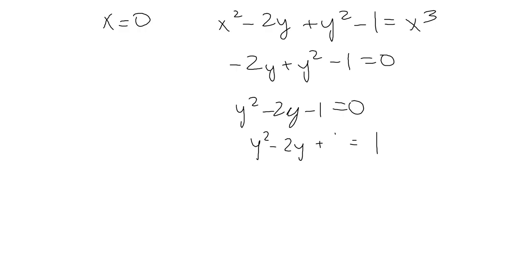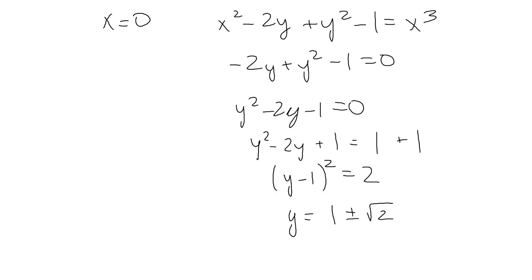We'll need to add 1 to both sides because half of negative 2 is negative 1, and when you square negative 1, you get 1. So we add the 1 to both sides so that we can get a perfect square there. And we get y equals 1 plus or minus root 2. When we square root that, I guess I could write the steps out. We get y minus 1 equals plus or minus root 2. And you add the 1 over, and you get y equals 1 plus or minus root 2.